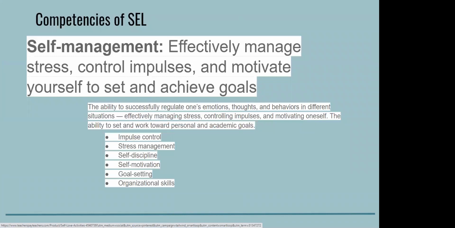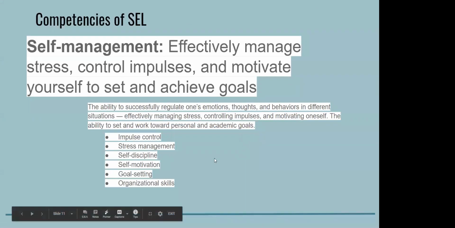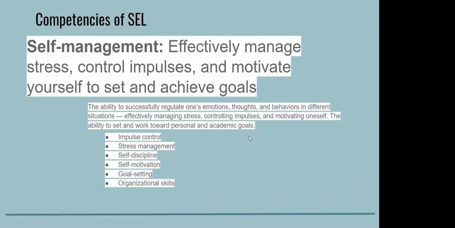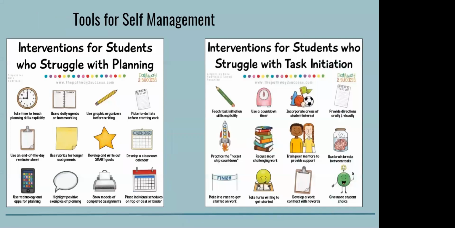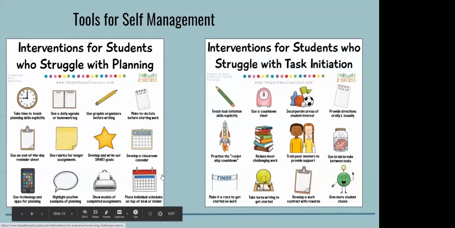The next one to look at is self-management. That's effectively managing stress, controlling impulses, and motivating yourself to set and achieve goals. This is another huge one, because, as we all know as educators, if they aren't self-disciplined or self-motivated, they have a hard time being organized or getting goals done. Impulse control is hard for a lot of our students, especially the ones on the spectrum and the ones who struggle with exceptionality issues, because they'll do it and then all of a sudden go, oh, I probably shouldn't have done that. So working on thinking before doing is huge. These are just a couple of good graphics that I thought were key to helping interventions for students who struggle with planning.